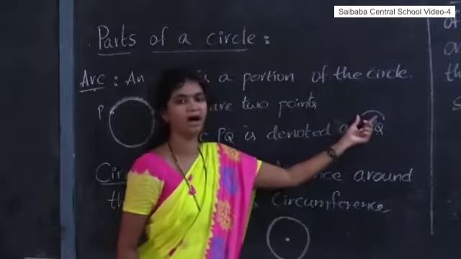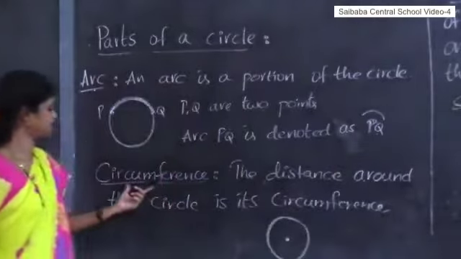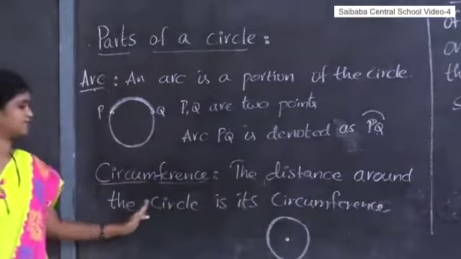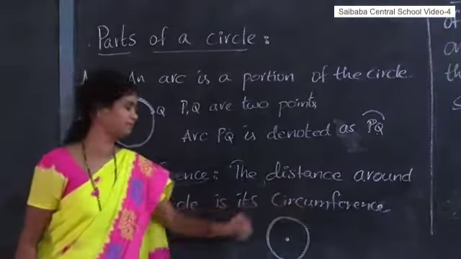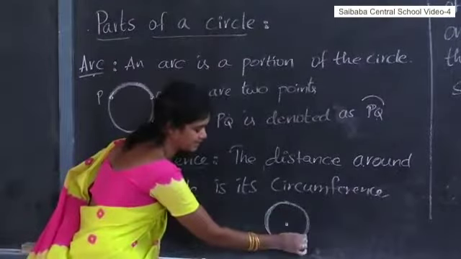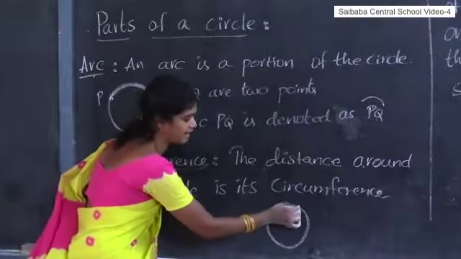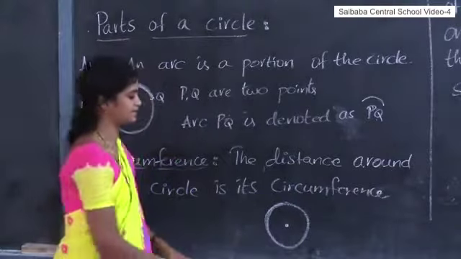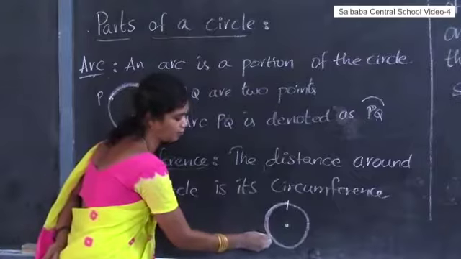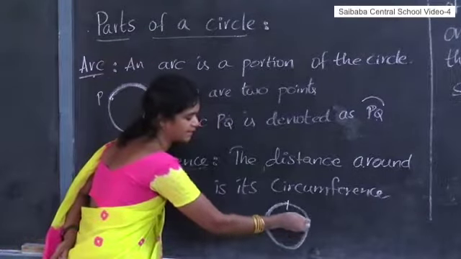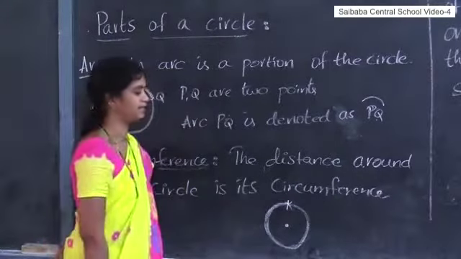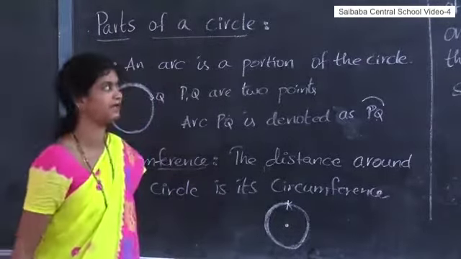This is called as arc PQ. Next one is circumference. The distance around the circle is its circumference. So this distance around the circle is called the circumference of the circle. If I start here, this is the distance you have to travel around the circle, and when you reach back here, this distance is called the circumference of the circle.